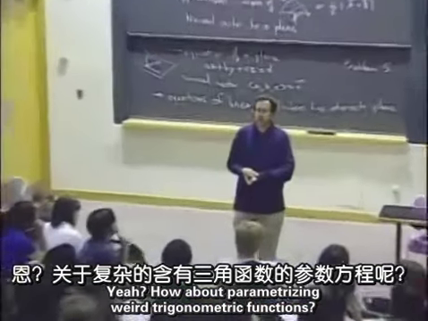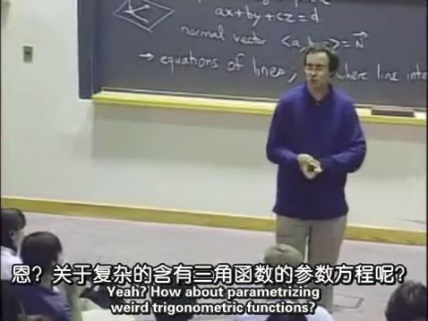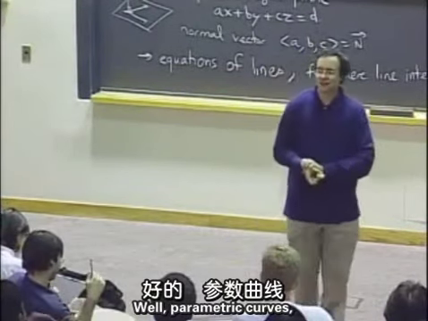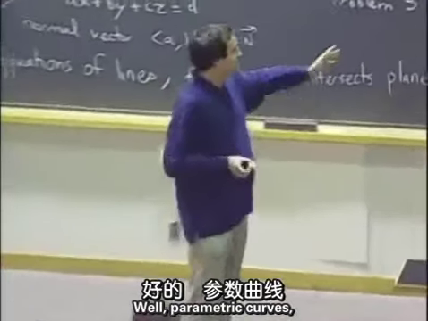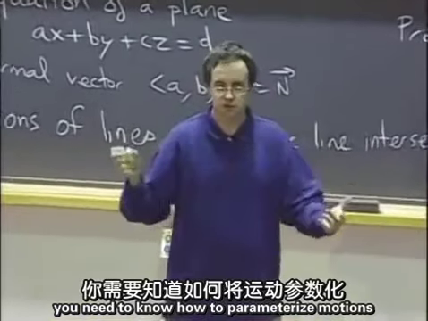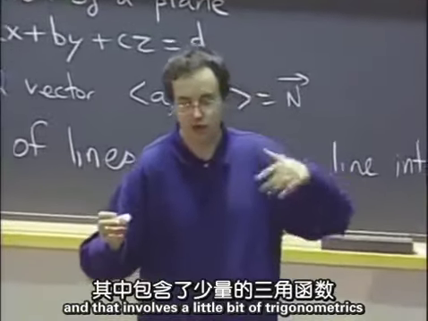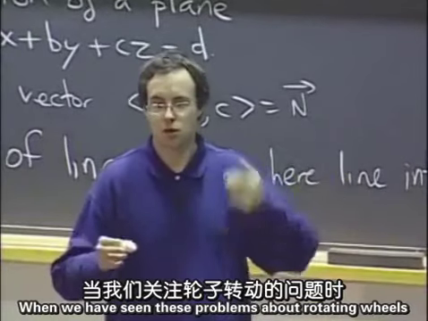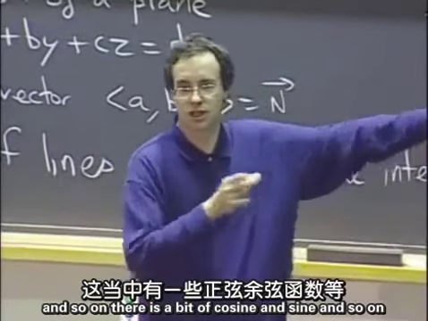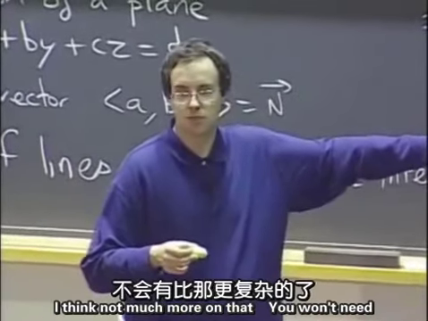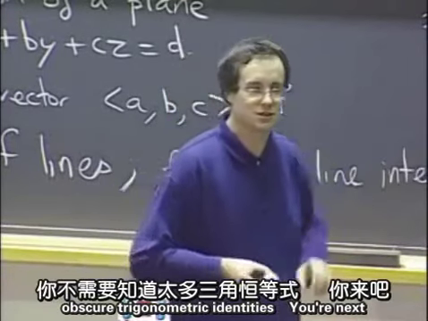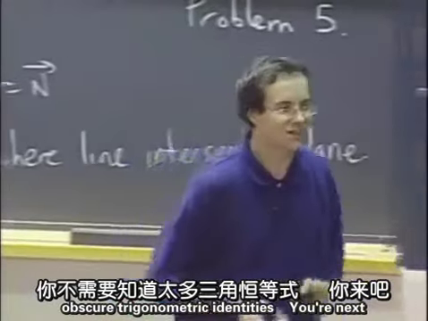How about parameterizing weird trigonometric functions? I'm not sure what you mean by that. Well, parametric curves, you need to know how to parameterize motions, and that involves a little bit of trigonometry. When we've seen these problems about rotating wheels, say the cycloid, for example, there's a bit of cosine and sine. I think not much more than that. You won't need obscure trigonometric identities. Okay, you're next.